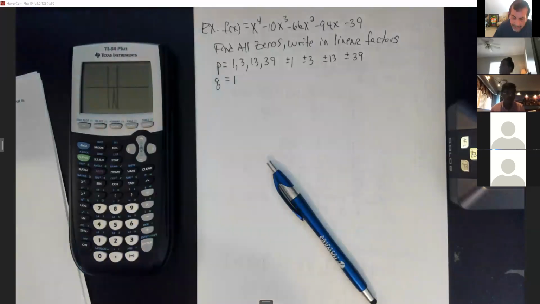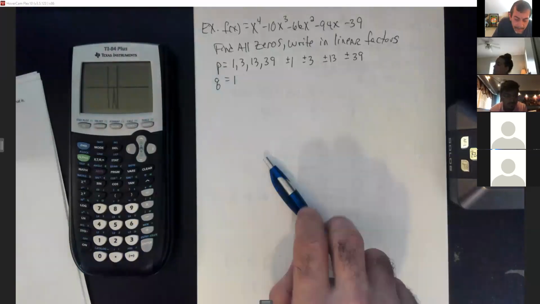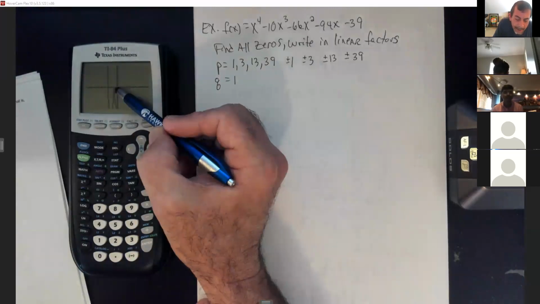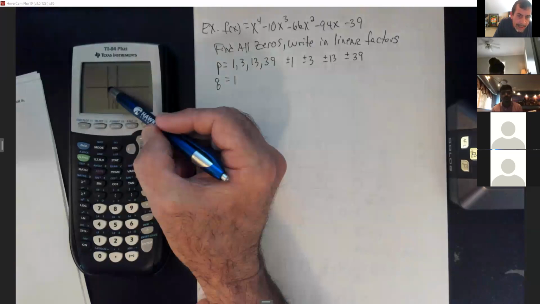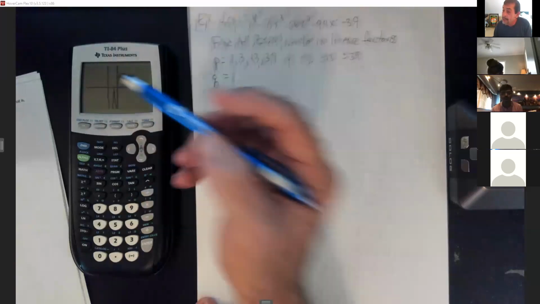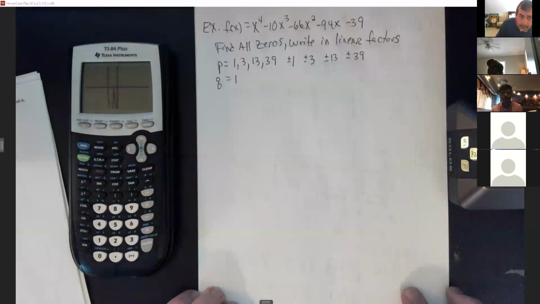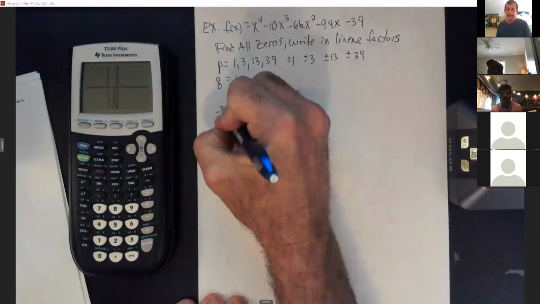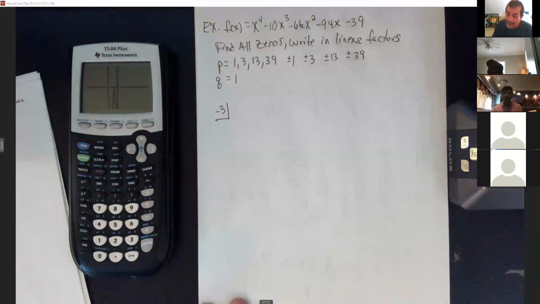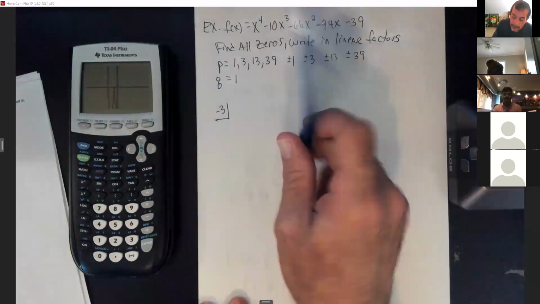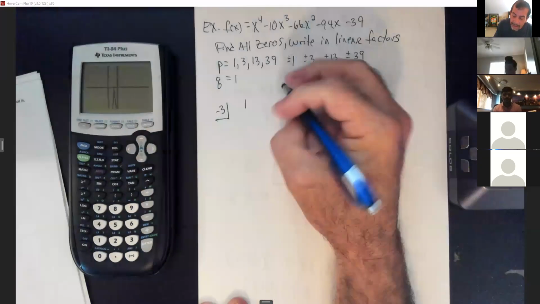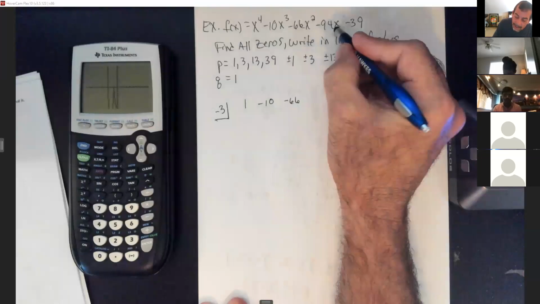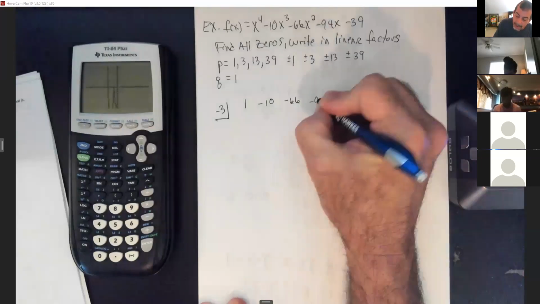Well, I got 2 I can hit right there, don't I? This one looks like it's touching at about a -1, and this one's actually crossing all the way through at a -3. So I can use any of those numbers. So since that one's crossing through, I'm going to use that -3 first. So let me write down my coefficients, which are 1, -10, -66, -94, and -39.